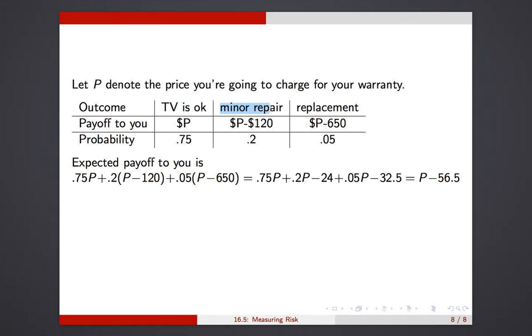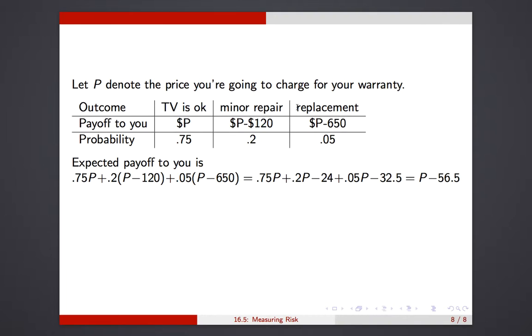On the other hand, the TV might require a minor repair. If the TV requires a minor repair, what is the payoff to you, the electronics store owner? The customer has handed you P dollars. So they've handed you like 50 bucks, right? So that went into your pocket. But now you're on the hook for that $120 repair. So the total payoff to you is a plus P, but then minus 120. So again, if P turns out to be 50 bucks, the customer has handed you 50 bucks, but now you have to pay 120 bucks. So the payoff to you is now negative 70.